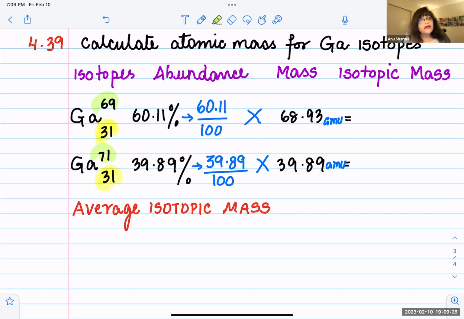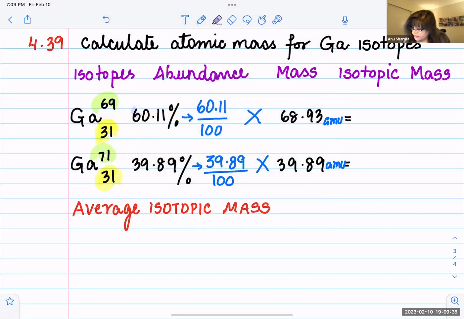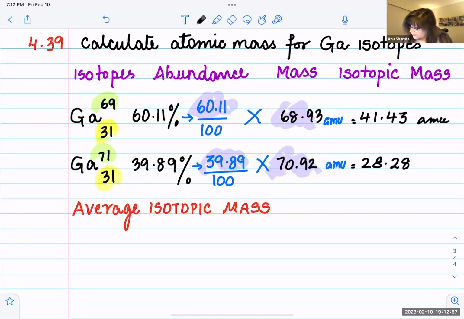Here is also another thing, using significant figures. Here you have 60.11, which is 4 significant figures, and 39.89, which is also 4 significant figures. The other atomic mass is 70.92 atomic mass units. Now you multiply 60.11 times 68.93 divided by 100, and similarly 39.89 times 70.92 divided by 100. When you finish the calculations, you get 41.43 in the first one and 28.28 in the second one.